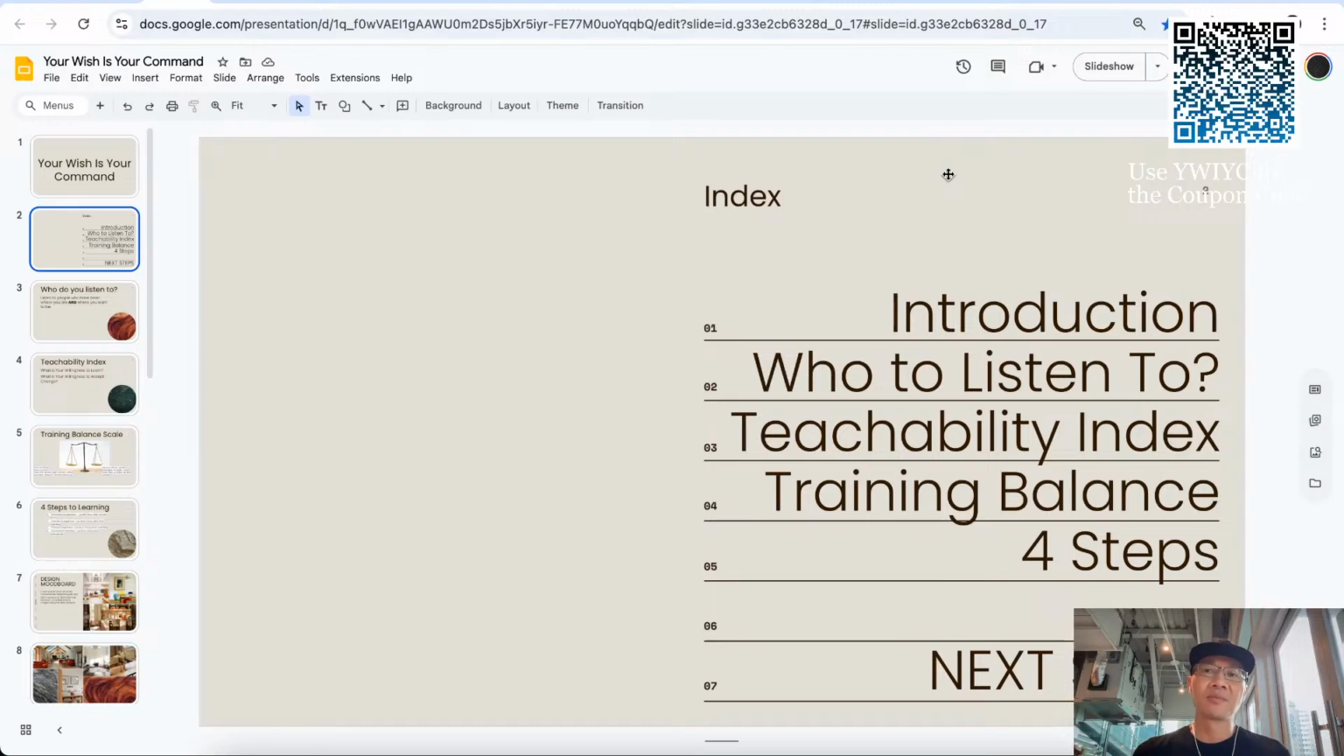There are 4 specific lessons in the CD set. So my name is John. I listened to this, and throughout this presentation, I'm going to take you on my own personal journey, primarily with my own physical health and how I use this system to better my own health. The first lesson you'll learn in this CD set is who to listen to. Who should you be listening to? Number 2, the Teachability Index. Number 3, the Training Balance Scale. And number 4, the 4 steps to mastery, the 4 steps to learning.